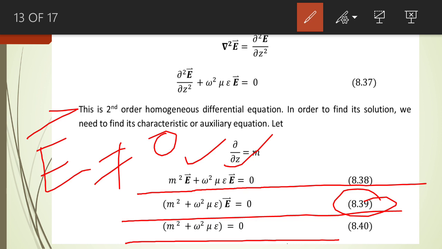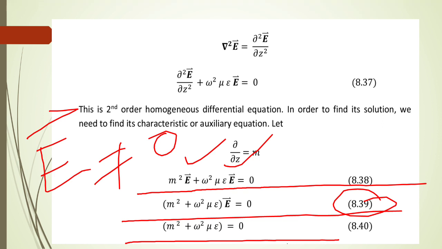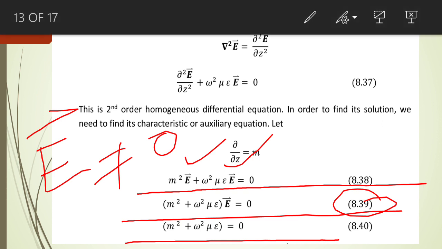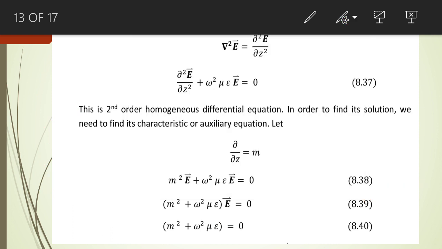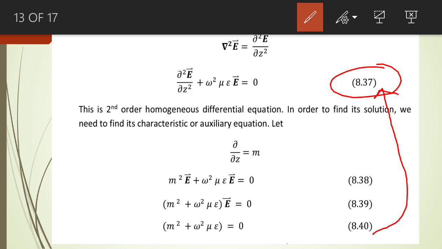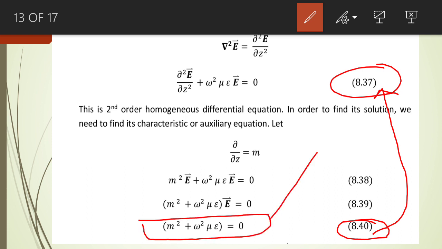This is a very important equation, and this equation is known as the auxiliary equation of the second order differential equation. So this is the auxiliary equation of the second order homogeneous differential equation. Okay, so we have found the auxiliary equation of the second order homogeneous differential equation.